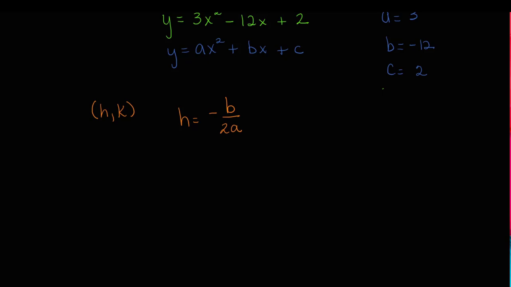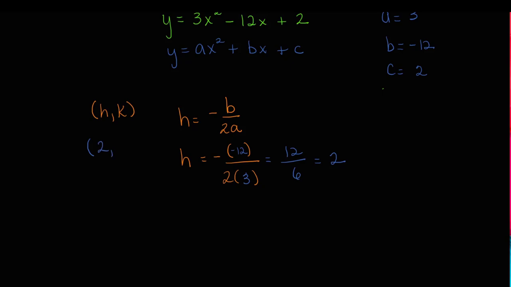So I'm just going to substitute in b and a. In this case, b was negative 12 and a was 3. So on top, I have negative 12, which is positive 12. On bottom, I have 2 times 3, which is 6. 12 divided by 6 is 2. So I know the x coordinate of my vertex is 2.